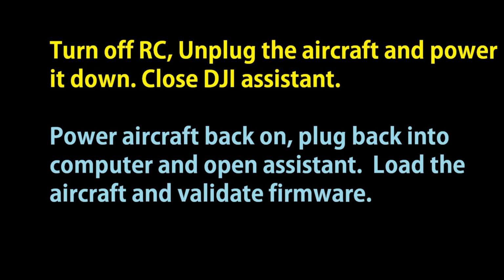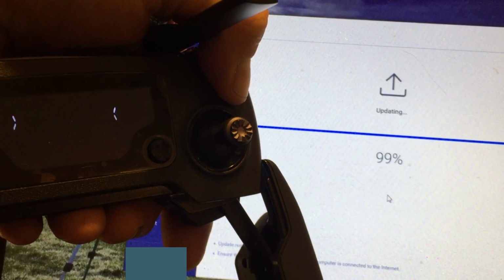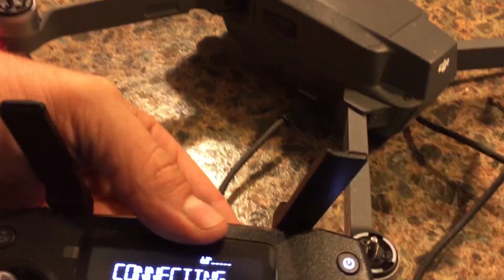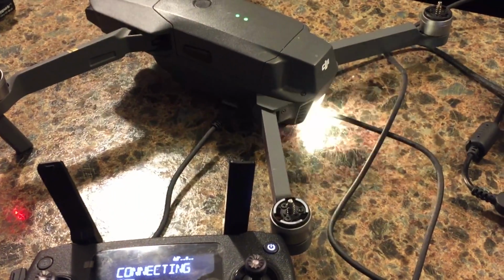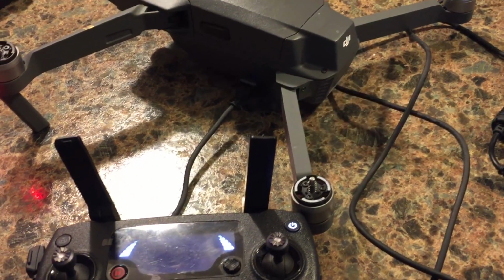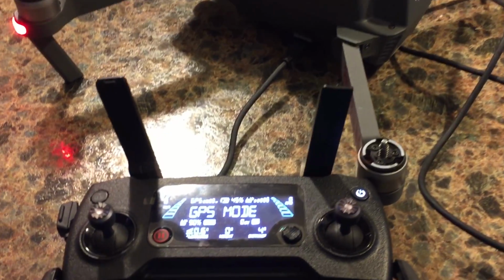But what we want to do at that point is basically turn on the remote control, see if you can connect it. If you can connect it, then the firmware has stopped upgrading and the aircraft is in a usable state. If the RC can't connect, then that means that your firmware upgrade process is still going on and you want to just kind of let it go.